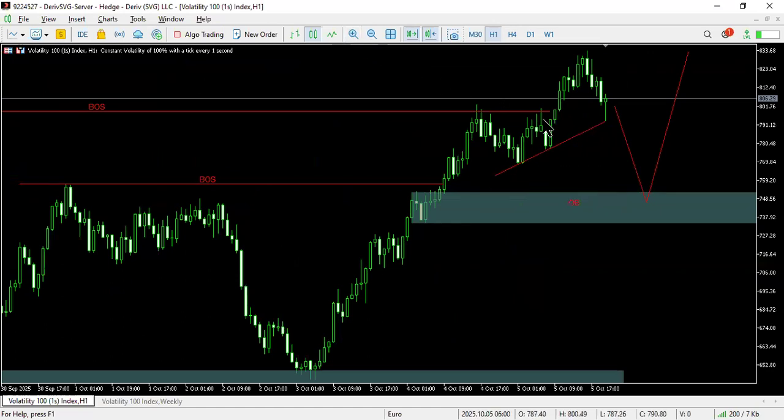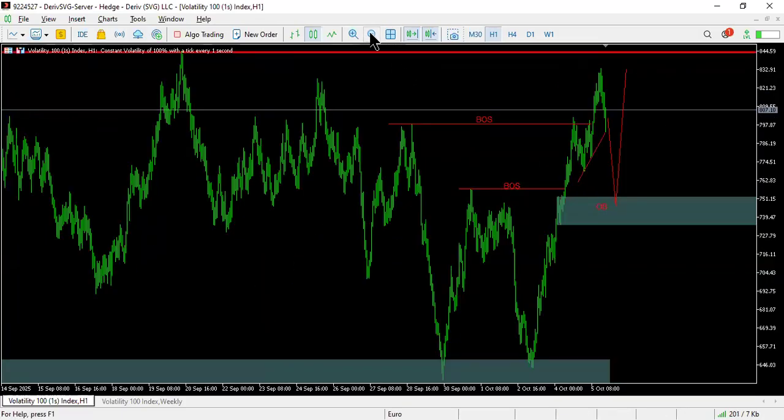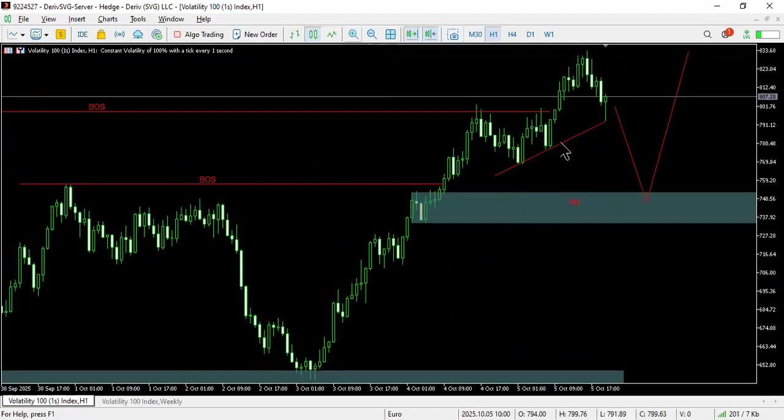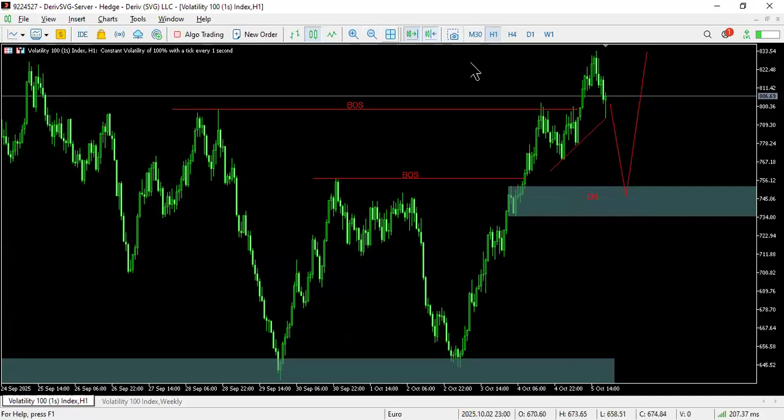But I am seeing this order block as inducement because price did not mitigate this order block. Hence, I'm waiting for it at that order block. So that is pretty much it for VIX 100. You can go ahead and place your buy limits at this order block. Stop loss slightly below the order block, and then your TP, you can target that high. So that's what I'm going to be waiting for on VIX 100.